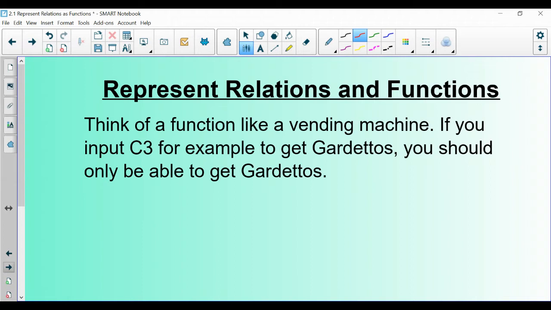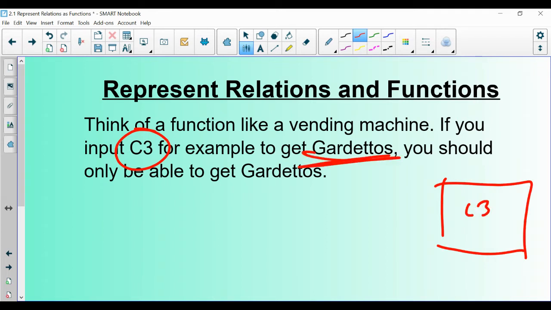In a vending machine, you have inputs. For example, you go up to the vending machine, it's got the little buttons, and you type in C3. Because C3 gets you Gardettos, and everybody knows the best thing in a vending machine would be the Gardettos. So C3 would be your input, and Gardettos would be your output. If I wanted to write this as an ordered pair, I would write C3, comma, Gardettos. Input, output.